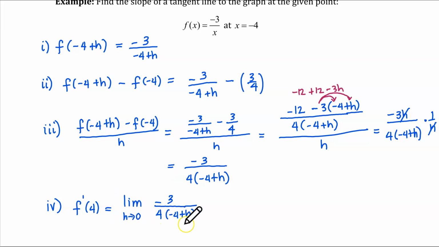So as h approaches 0, this is just equal to 0. So therefore, we have negative 3 over 4 times negative 4. That gives us 3 over 16. So therefore, the slope of the tangent line to the graph at x equals negative 4 is 3 over 16.